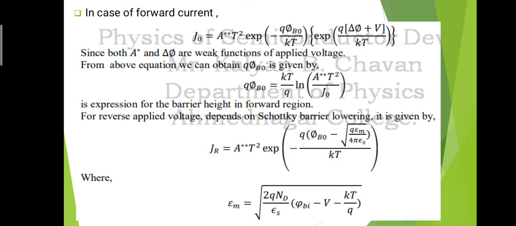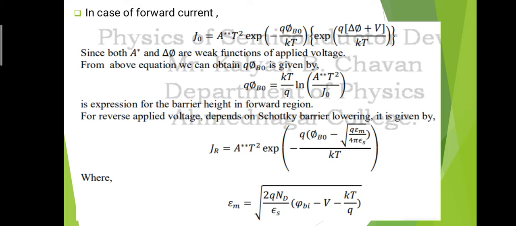So here we can write the equation for the forward current as well as the reverse current. Now we know that in the reverse region, or in a reverse current, there is a negative voltage. Suppose the reverse voltage is VR, but it is in the reverse direction, so we can take minus VR.